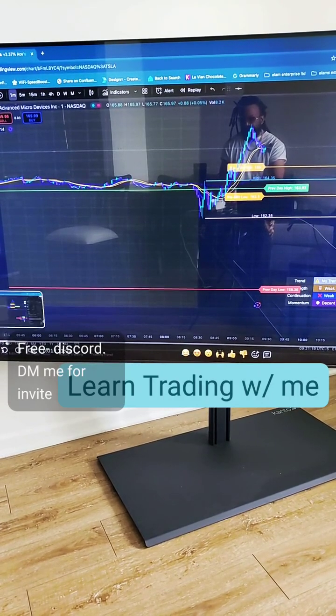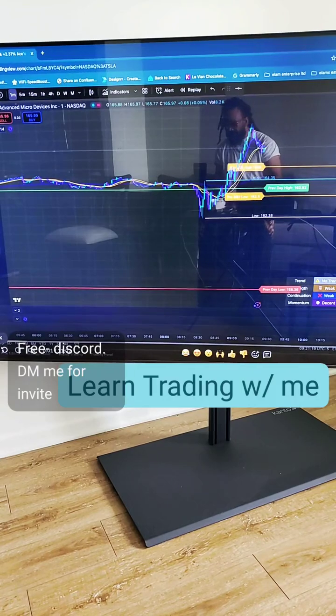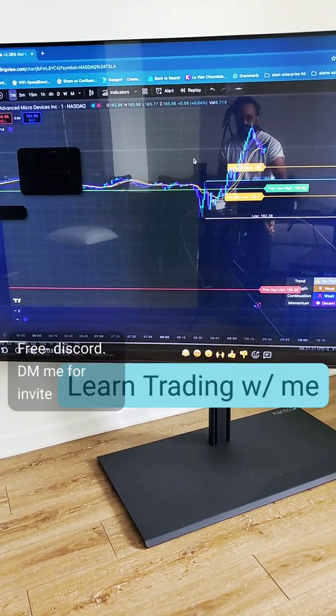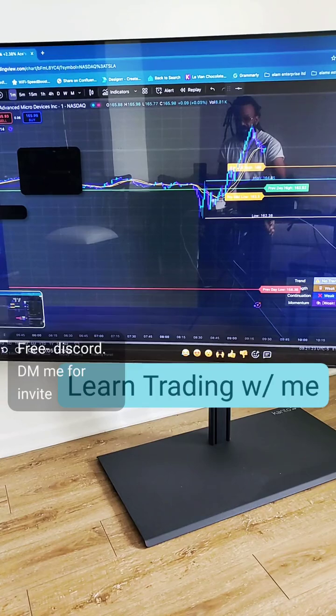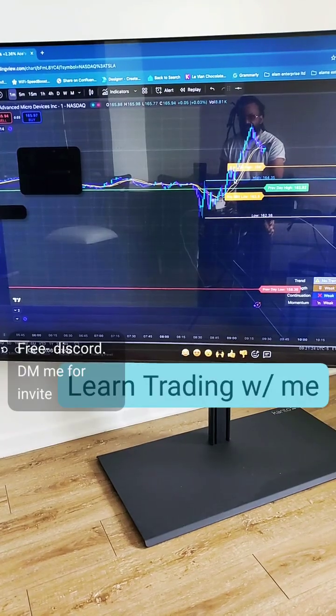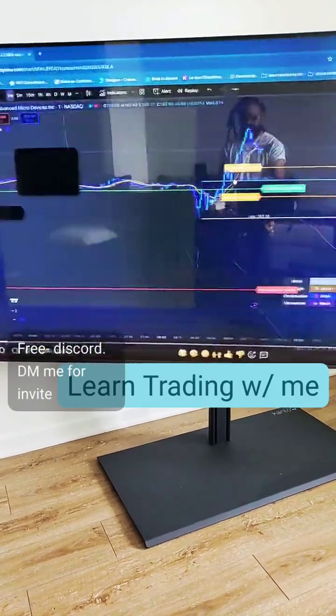Now, this is a video, so you may not be able to see. I can't zoom in on this, but I could go to the actual chart if you all want me to, so you can see the candlesticks more clearly. Let me just go ahead and switch to the chart.